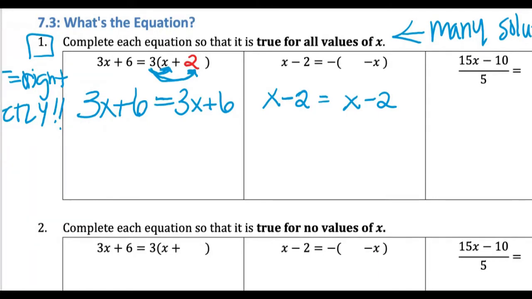Now, this is where it gets a little interesting. Okay, so I have a negative sign in front of my parentheses. So let's remember what that means. That means that there's really a -1, right? So I really have a -1, and this -1 is going to get distributed inside.